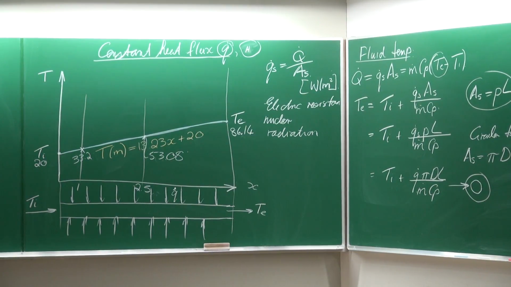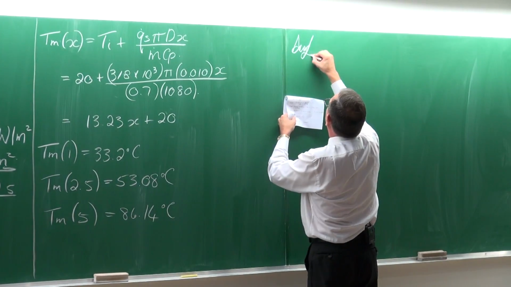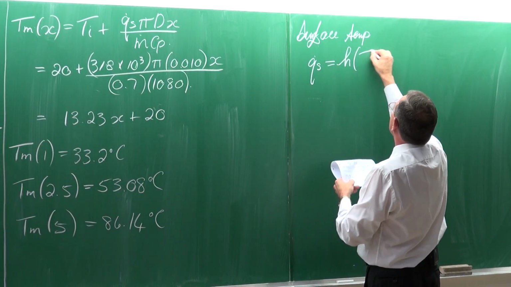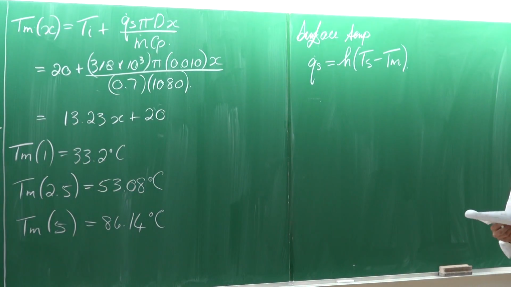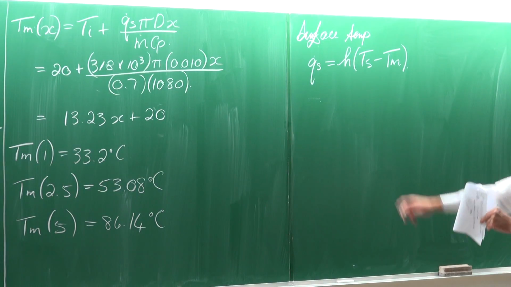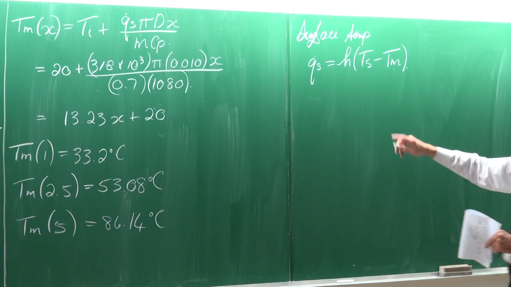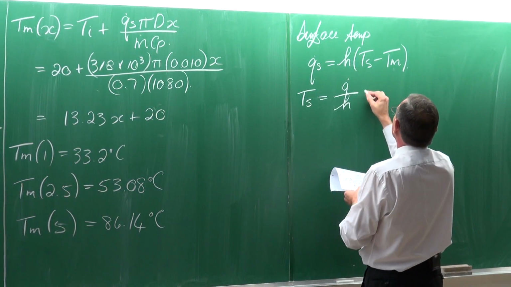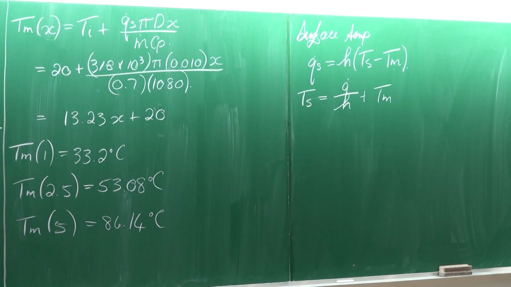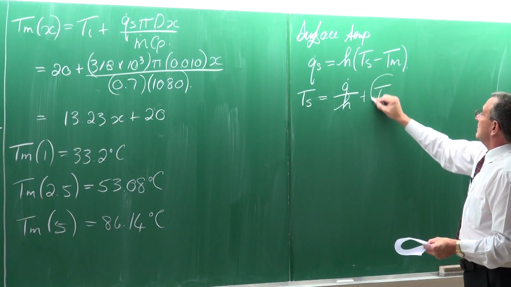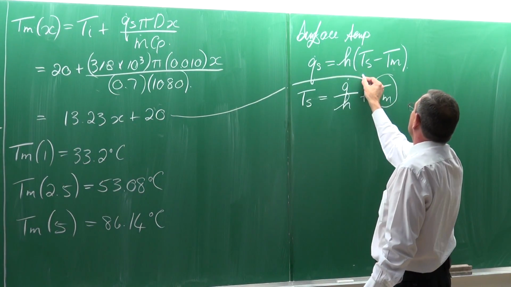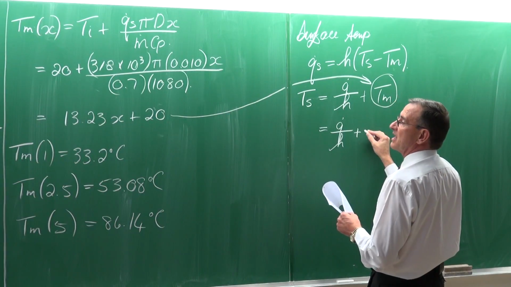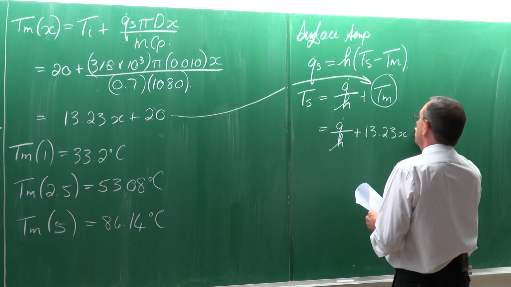Good. Now let's go and determine the surface temperatures. The heat flux is equal to the heat transfer coefficient multiplied by Ts minus Tm as a general equation. Tm is a function of x. We want to know Ts, so we can just write Ts is equal to the heat flux divided by the heat transfer coefficient plus Tm as a general equation. This equation is that equation. So we can write it as the heat flux divided by the heat transfer coefficient plus 13.23 times x plus 20.